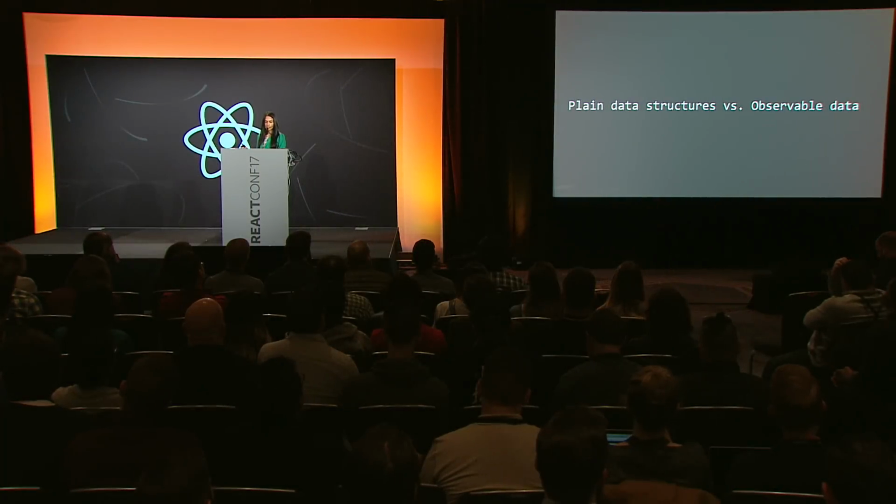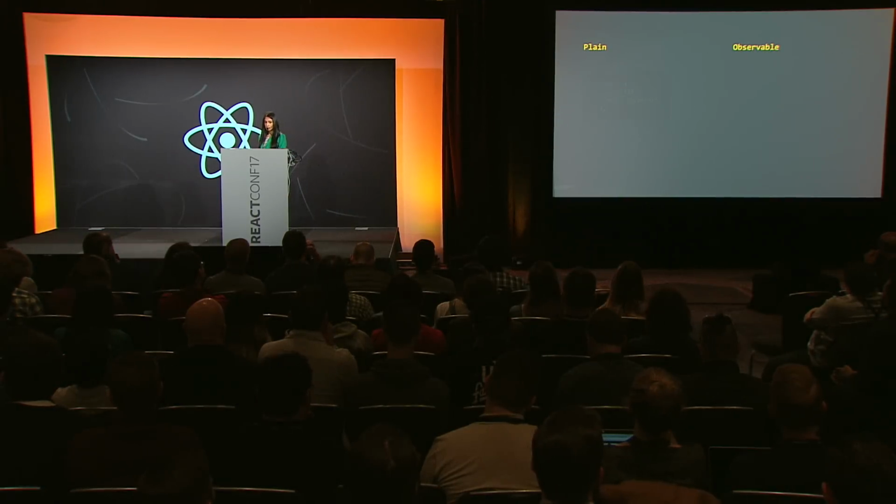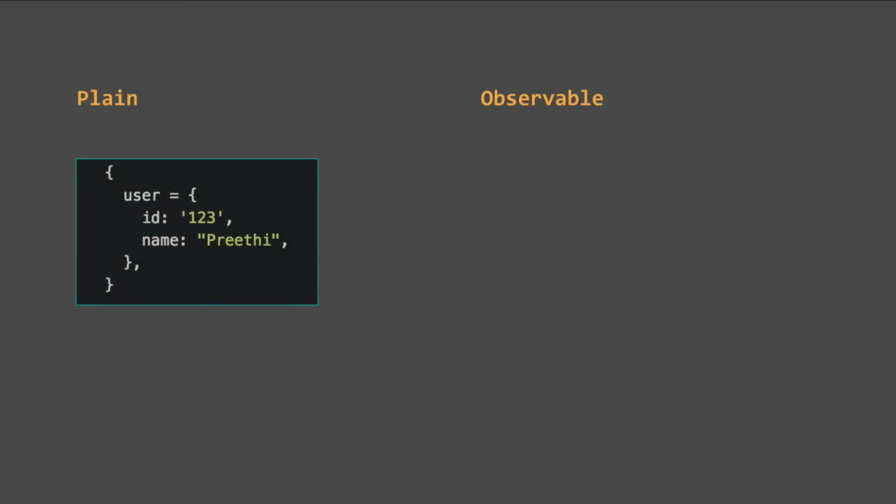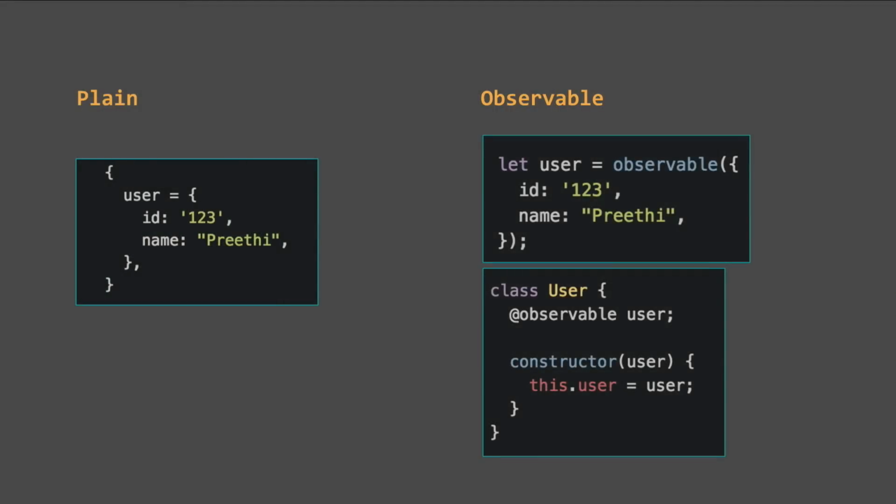Second is, obviously, one uses plain data structures, the other uses observable data. Redux uses plain JavaScript objects and arrays. Mobx wraps your regular JavaScript objects with observable capabilities. So even though it feels like you're working with JavaScript objects, under the hood they're observables, so it can automatically track changes through implicit subscriptions.